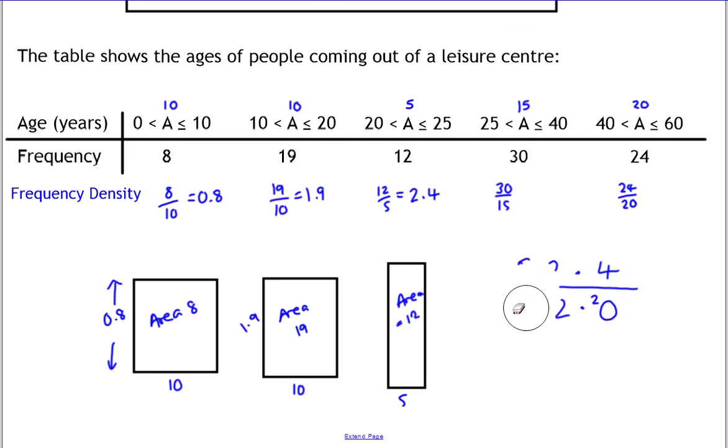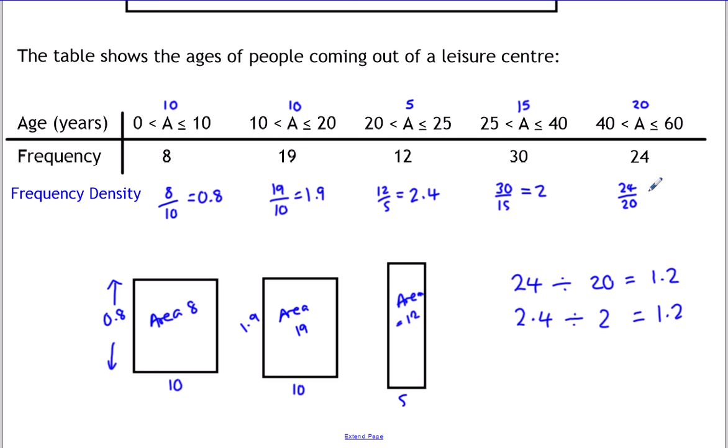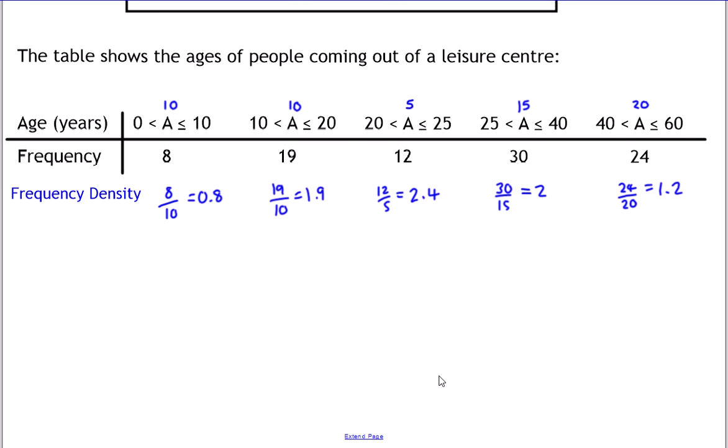Then we've got 30 divided by 15, so nothing complicated there, so that's 2. And 24 divided by 20, which is exactly the same as 2.4 divided by 2. I've just made both bits of the question 10 times smaller, so 1.2. So that must be 1.2. Okay, so what we've just worked out in blue is the height of each of the 5 bars, and height means frequency density, which is our y-axis.